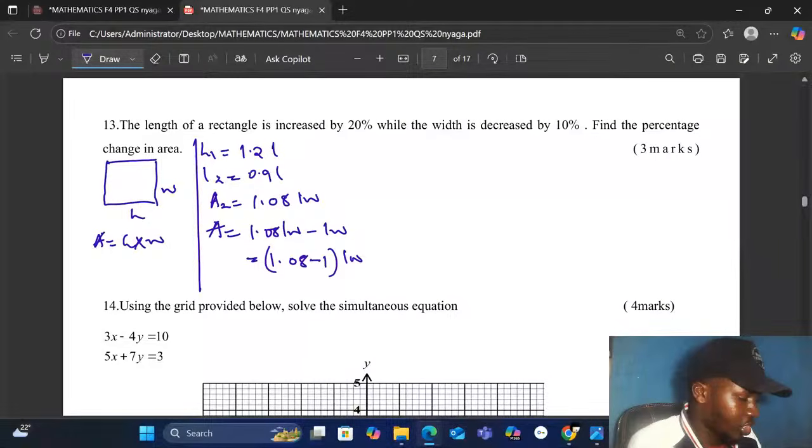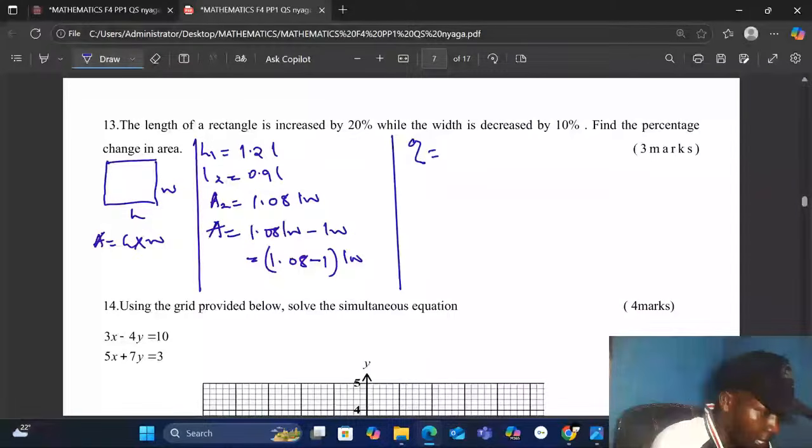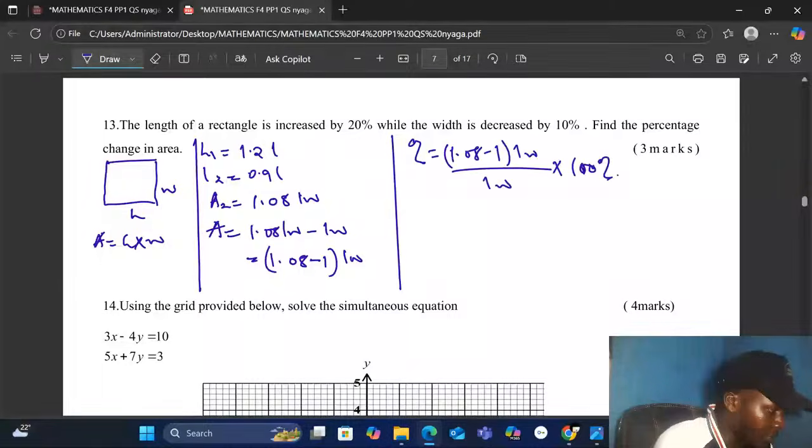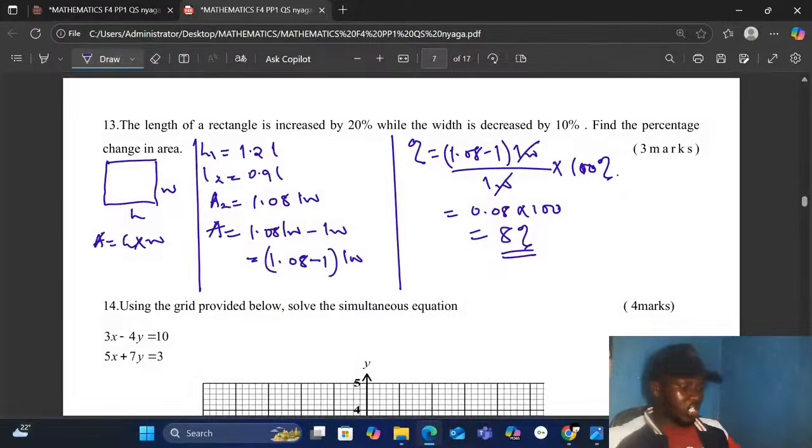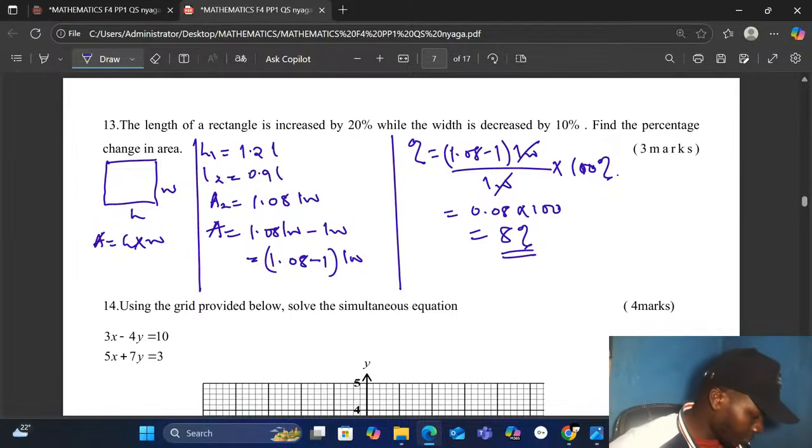So the percentage change is 0.08 times 100. Remember, LW cancels with LW, so that we have 8%. Now this is the percentage change in the area.